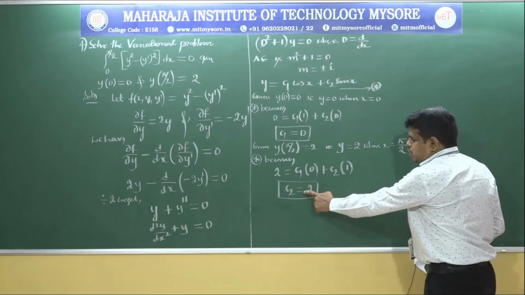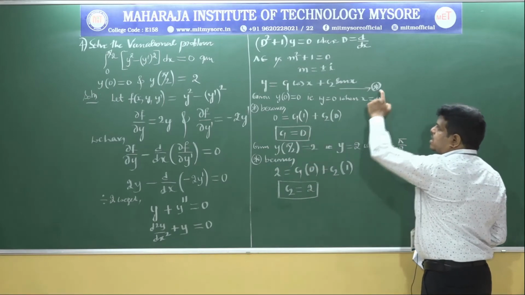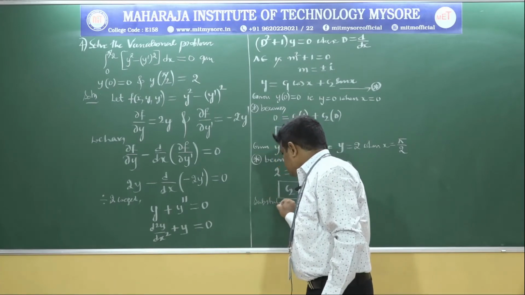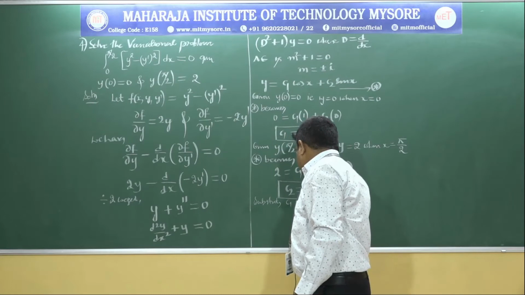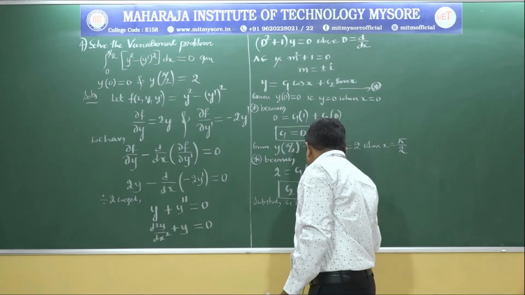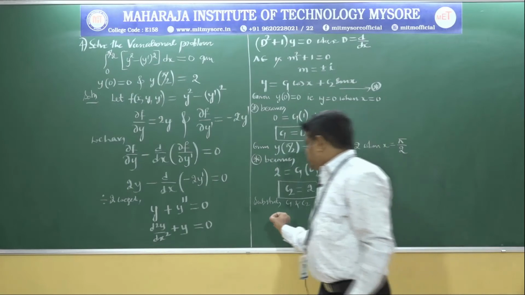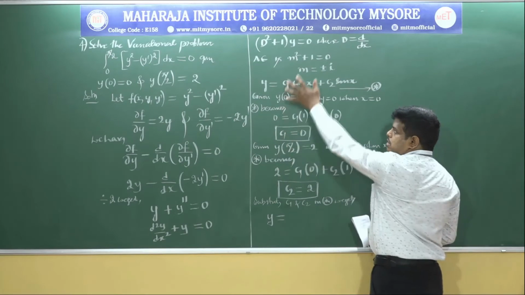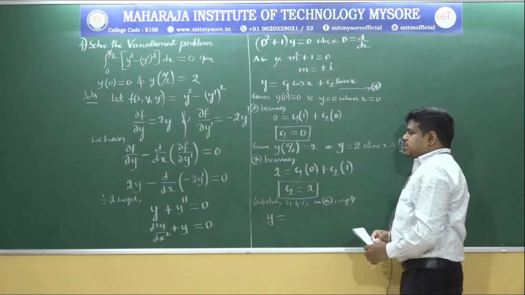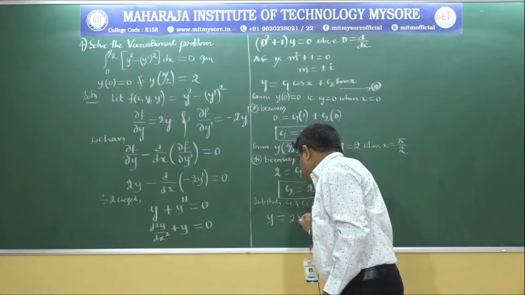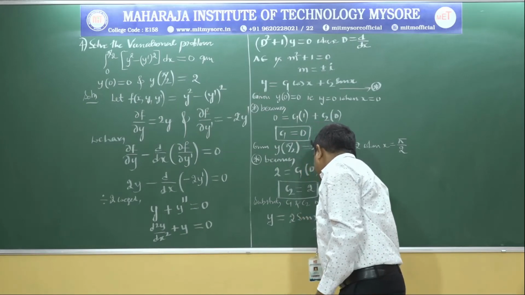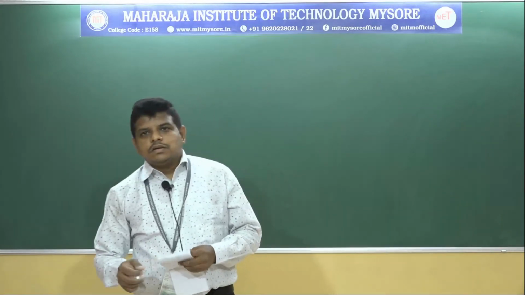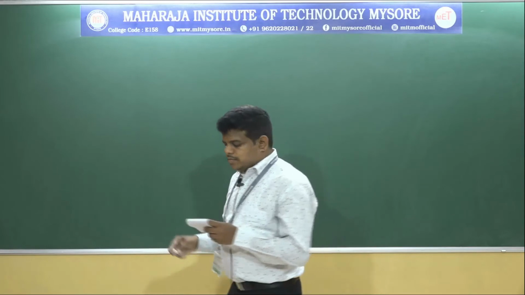Now, at last, substituting the values of c1 and c2 in equation star, we get y equals, since c1 is 0, I am leaving the first term, c2 is 2, so 2 sin x is the required extremal. This is your problem number 4. Okay, we shall move on to the next problem.